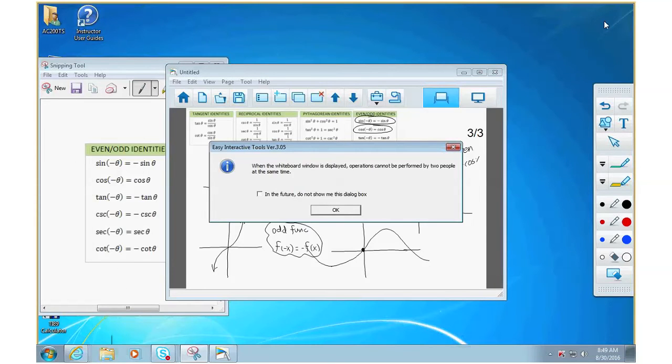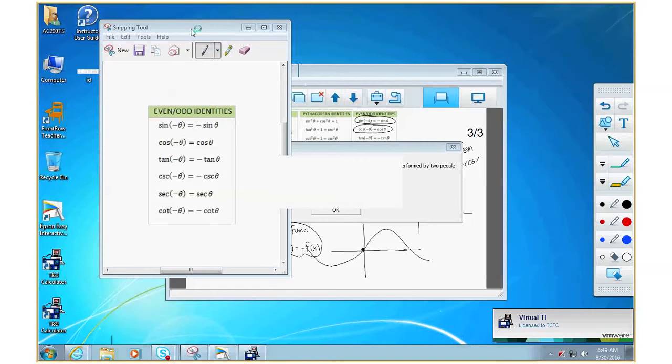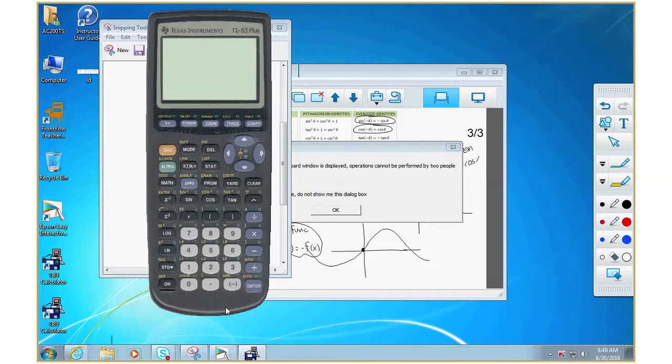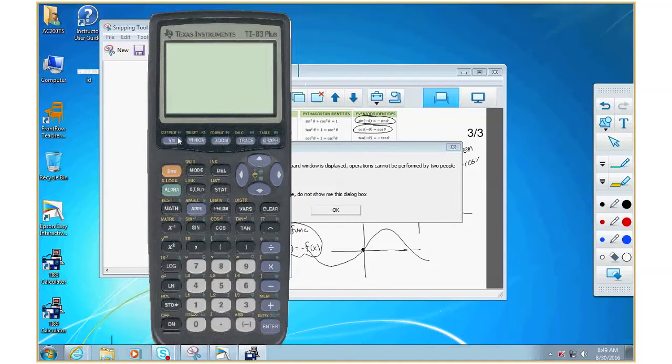Hold on. Somewhere on here, the virtual calculator. There it is. Well, this computer needs some Mountain Dew too. Y is equal to, where's the sine? Here's the sine of x. Let's see, graph. There it is. And you see, it's around the origin.